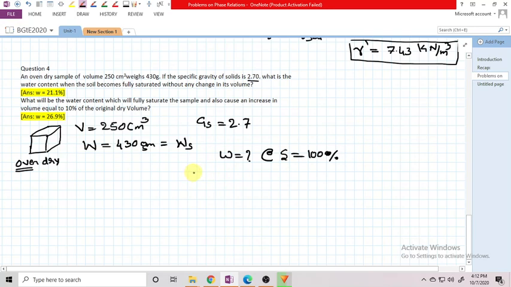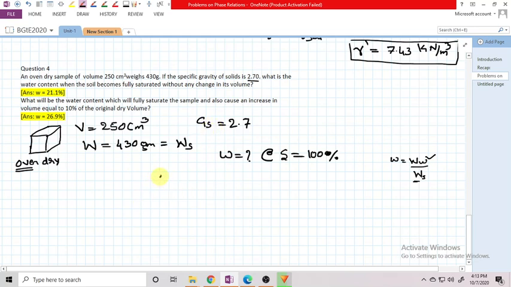So how can we proceed? First, let me find out how I can find the water content. Water content will be weight of water divided by weight of solids. I know the weight of solids because 430 grams they gave, but I don't know the weight of water. I know the specific gravity, so let me start with the specific gravity.